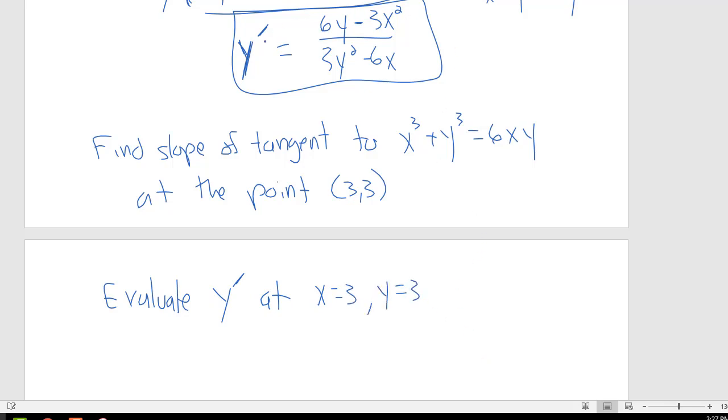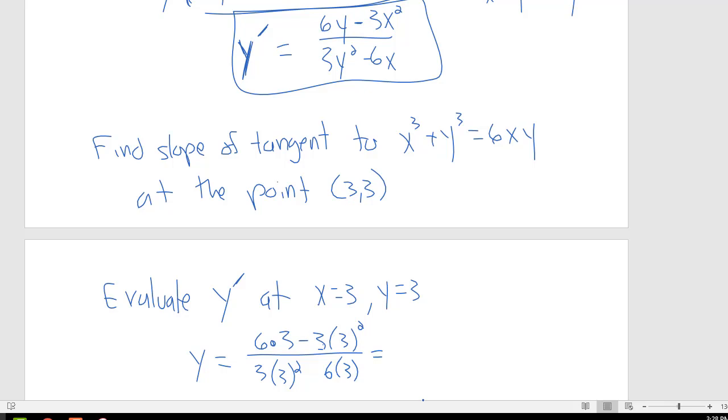So really, we're just going to come back up to our equation, and we're going to plug in those coordinates. We're going to plug 3 in for the x. We're going to plug 3 in for the y. So we're going to have y prime equals, and I'm going to plug 3 in for the x and 3 in for the y. So I'm going to have 6 times 3 minus 3 times 3 squared, over 3 times 3 squared minus 6 times 3.